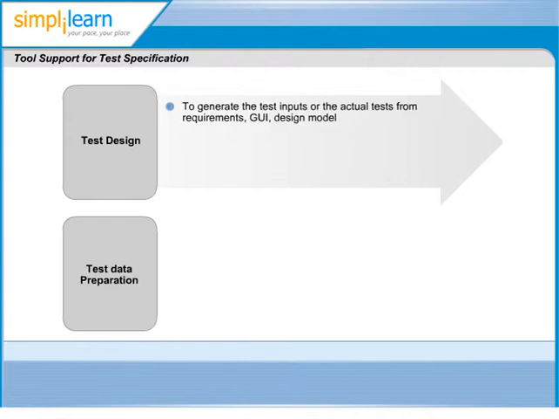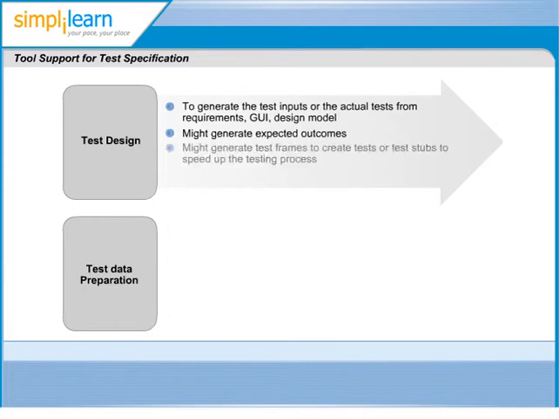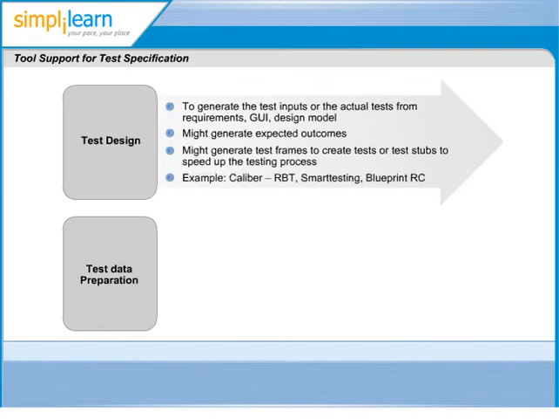Let us look at a few supporting factors test design tools have. They generate the test inputs or the actual tests from requirements, GUI, or design models, might generate expected outcomes, and might generate test frames to create tests or test stubs to speed up the testing process. Examples: Caliber, RBT, Smart Testing, Blueprint RC.